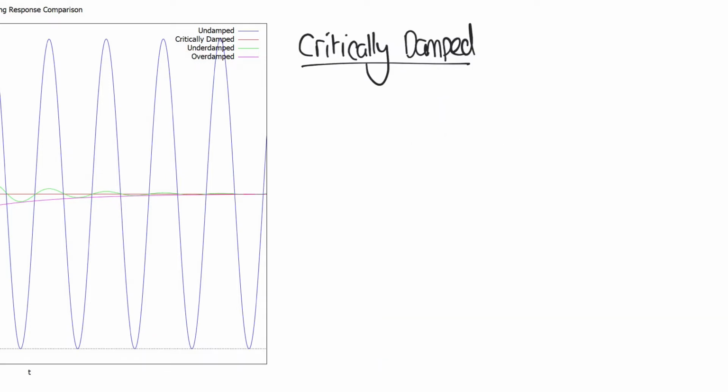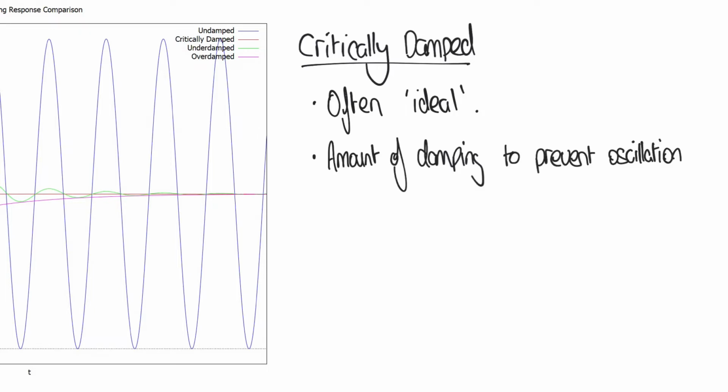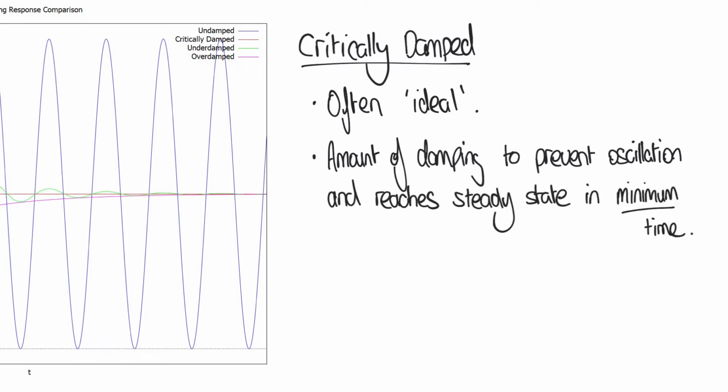A critically damped system is the most important on our list and is generally the form of damping that's ideal in most scenarios. We define critical damping as the amount of damping that's just sufficient to prevent oscillation. Critical damping is ideal in most scenarios because it reaches the steady state in the minimum possible time.